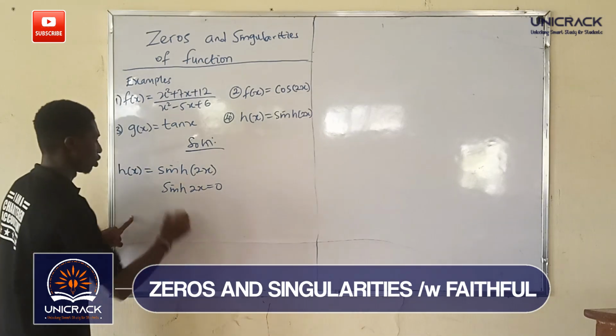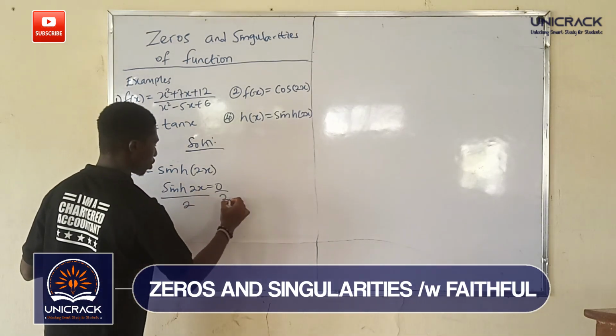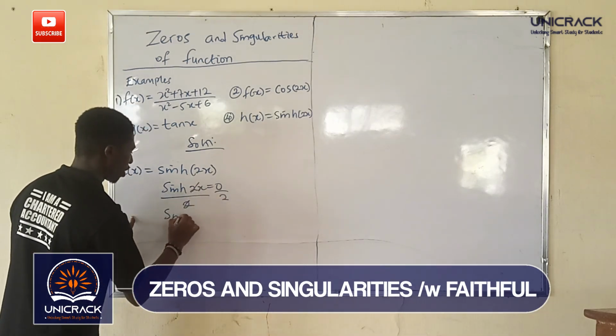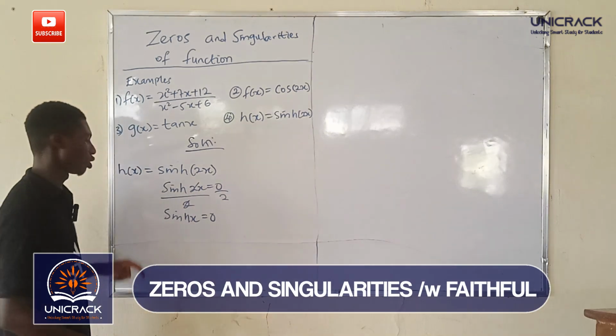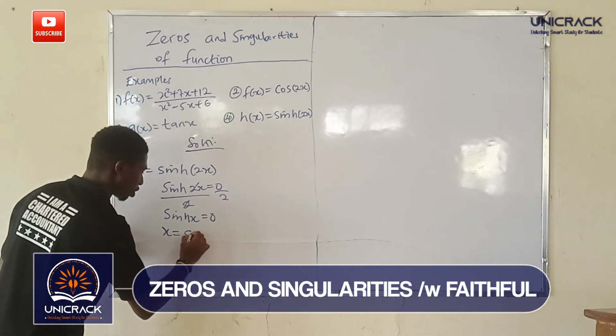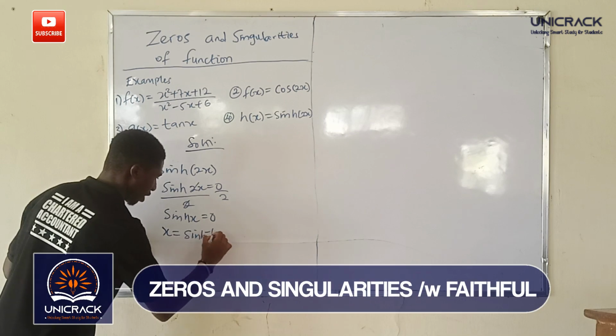Divide both sides also by 2. We divide both sides by 2, we have the hyperbolic sine of x is equal to 0 divided by 2, which is 0. So x would be equal to the hyperbolic sine inverse of 0.